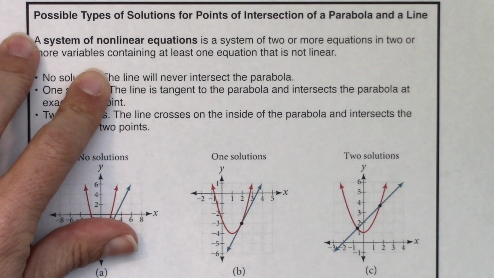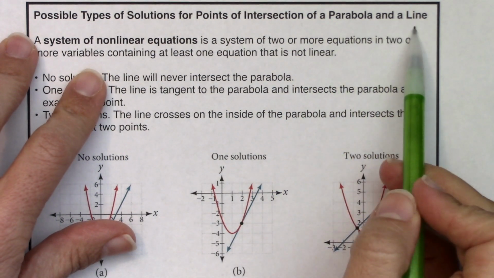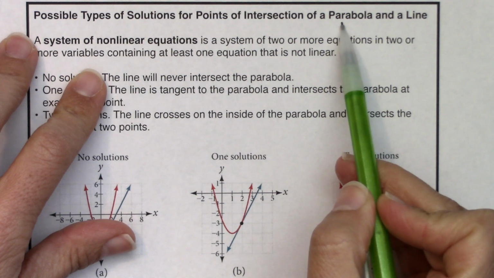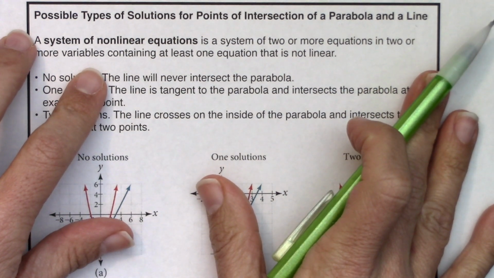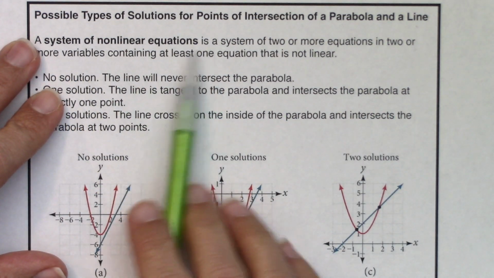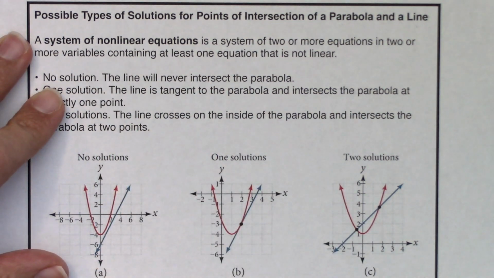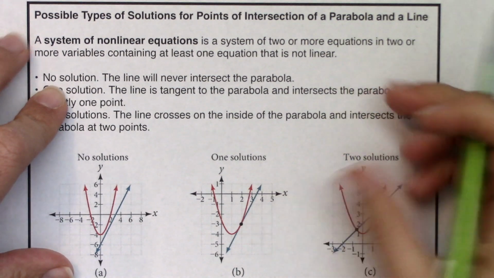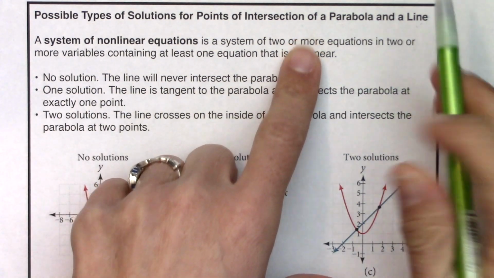We're going to first look at the case when you have a parabola and a line, so a nonlinear equation and a linear equation. We'll start there and then build up from there. If I have a system of nonlinear equations, two or more equations containing two or more variables where at least one is nonlinear, let's specifically say I have the parabola and the line version.